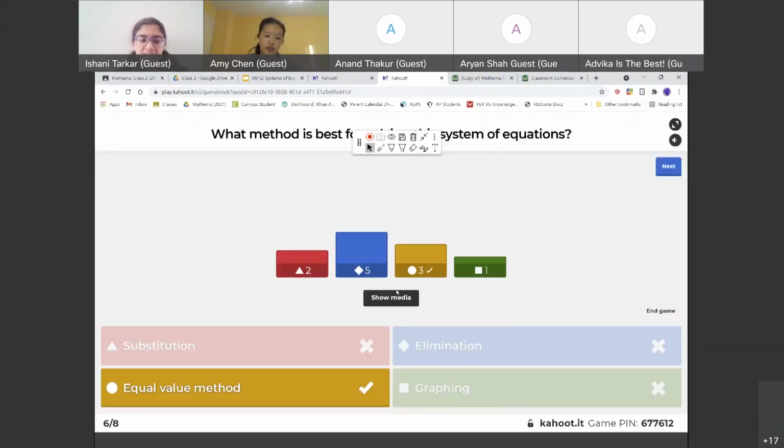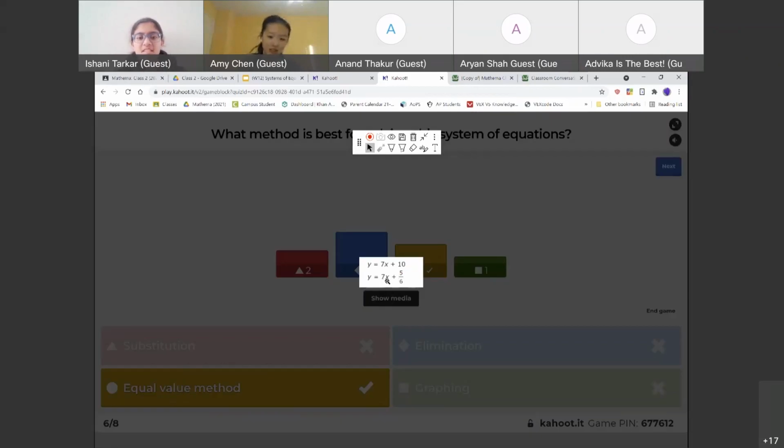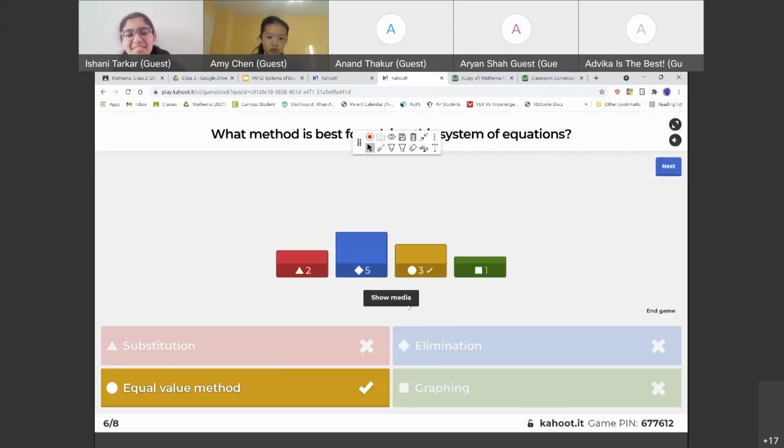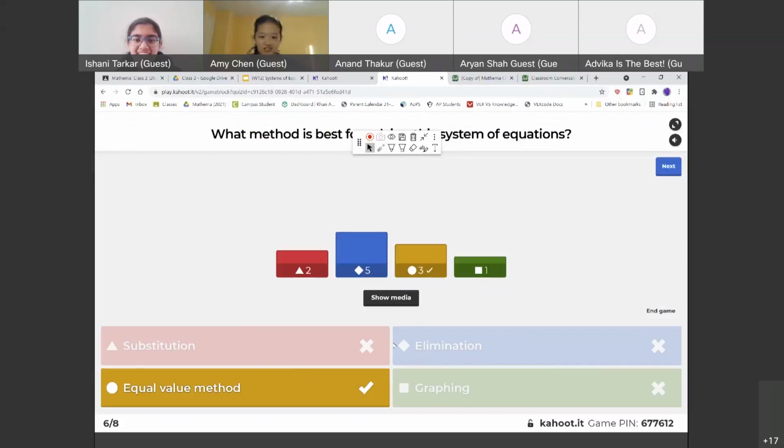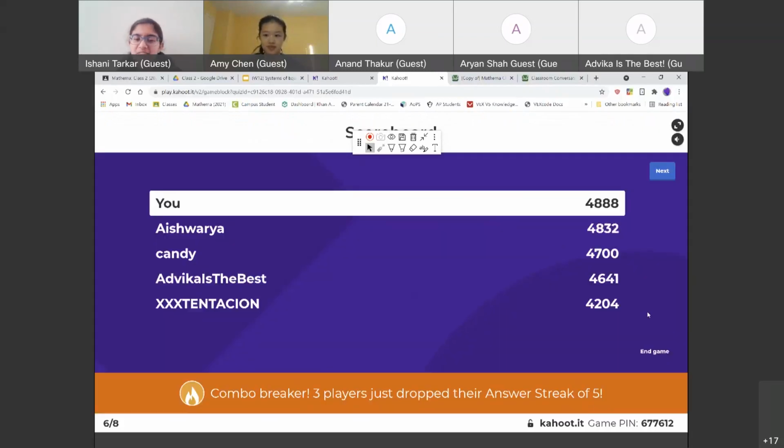I would personally say the most obvious way to me would be equal value method, because they're both set to the same variable. But elimination would probably be the easiest, though. And you'd get no solution.